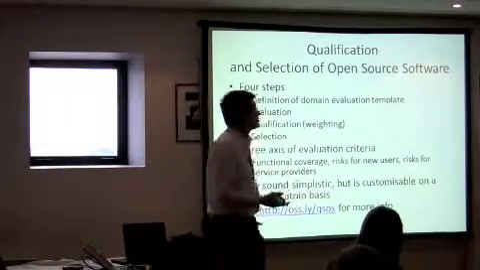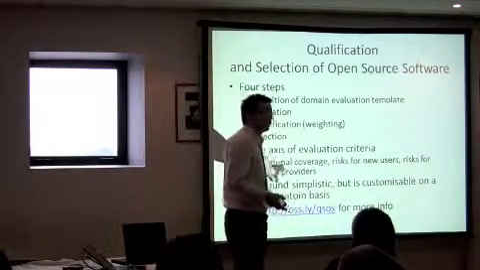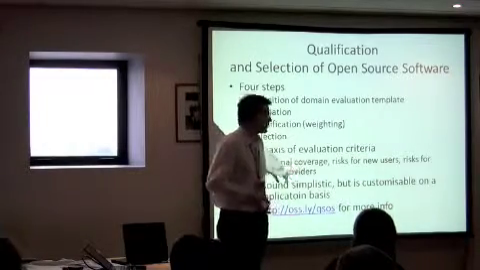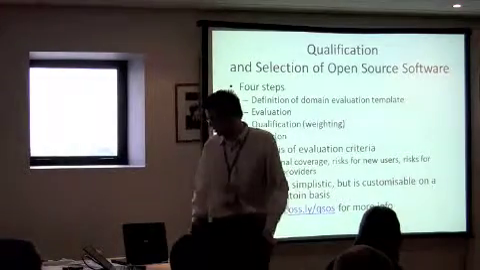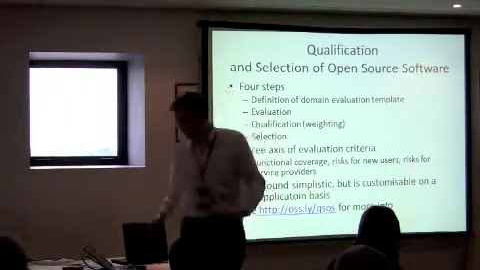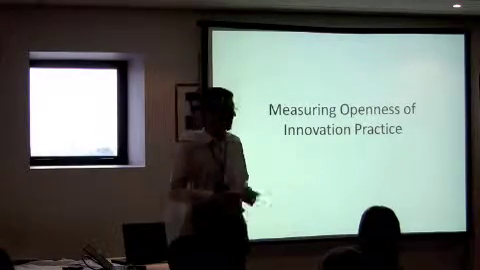Qualification and selection of open source software, same kind of thing again. Same kind of evaluation criteria, although they've broken it down to 3 and these are each broken down into 4 and 5 each. But we're seeing a pattern here. Reusability within software is identifiable, and these models help us measure that.